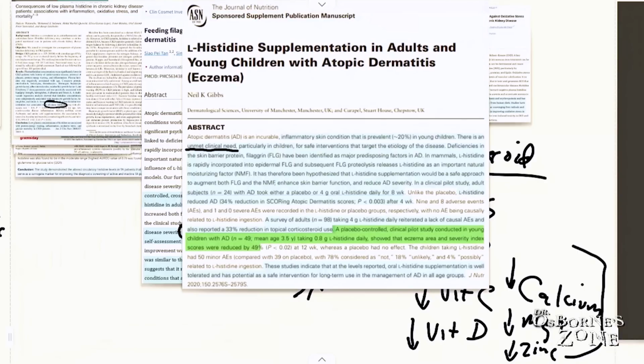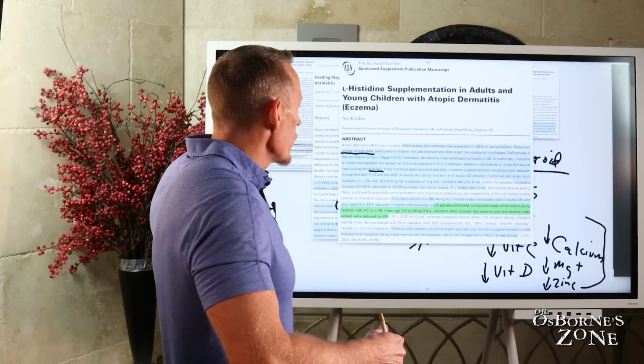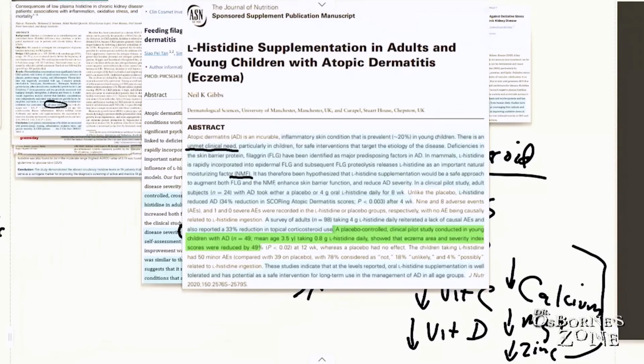Deficiencies in the skin barrier protein filaggrin have been identified as major predisposing factors in atopic disease in mammals. L-histidine is rapidly incorporated into epidermal filaggrin, and subsequent filaggrin proteolysis releases L-histidine as an important natural moisturizing factor. Again, moisturizing that skin that's drying out and inflamed. It has therefore been hypothesized that L-histidine supplementation will be a safe approach to augment both filaggrin and NMF, the natural moisturizing factor, and enhance skin barrier function and reduce the severity of atopic dermatitis.